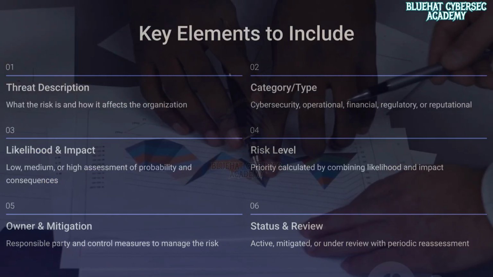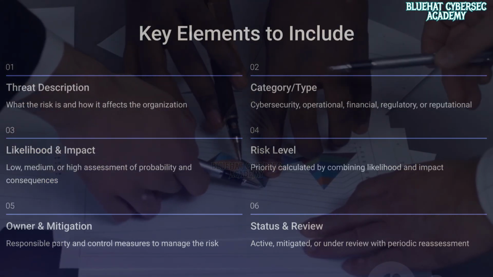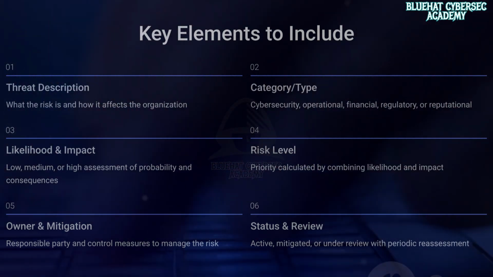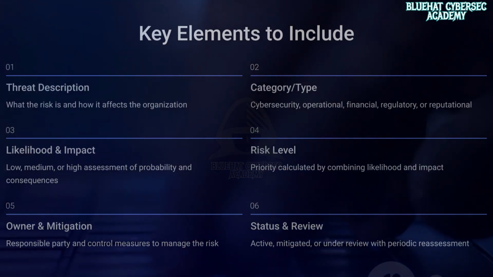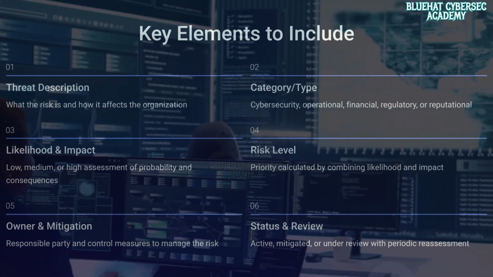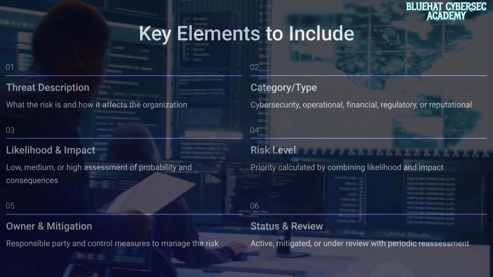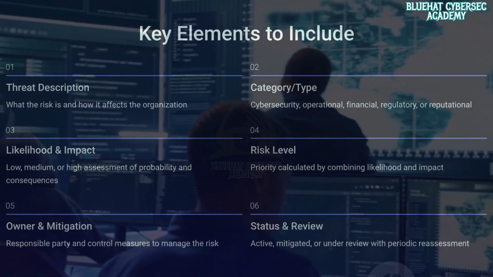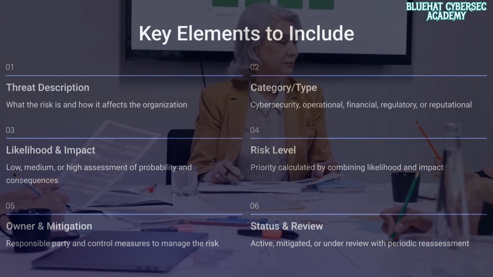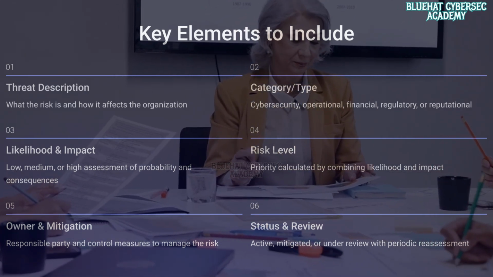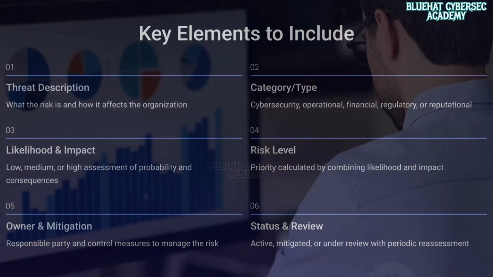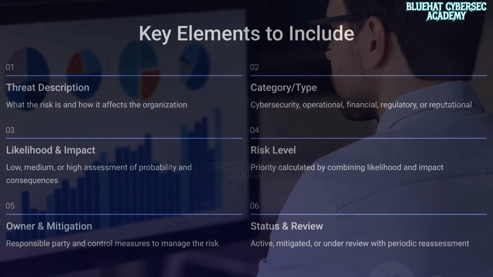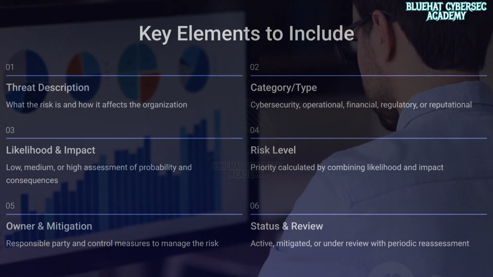When it comes to a threat register, several key elements are usually included for each identified risk. These include a threat description, which explains what the risk is and how it could affect the organization, and the category or type, which classifies it as cybersecurity, operational, financial, regulatory, or reputational. Organizations also assess the likelihood of each threat, low, medium, or high, and the potential impact, considering consequences like financial loss, operational disruption, or reputational damage.